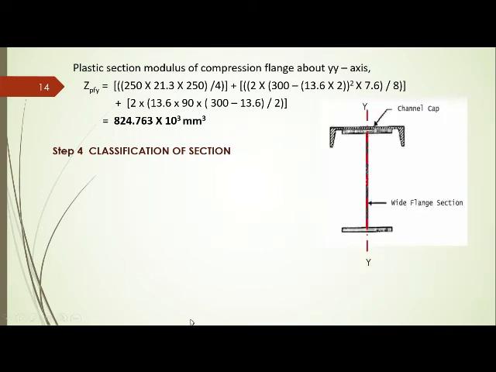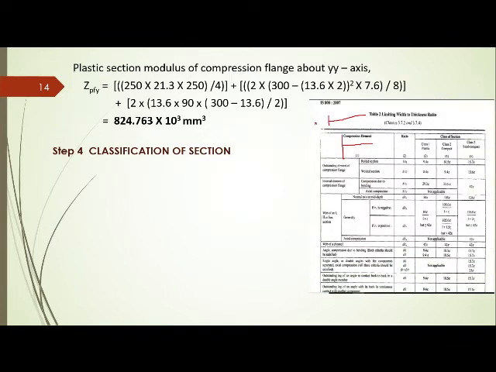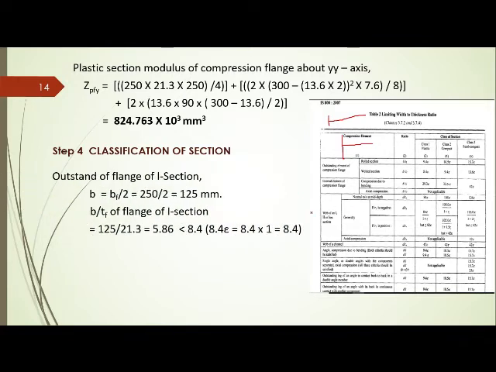That is this portion. Let us take a pen. This is the outstand for the beam flange, and this is the outstand for the top cap channel flange, which is used as a channel here. So you will see that we have calculated b as bf by 2. bf is 250, which is given in the table itself. So it is coming here as 8.